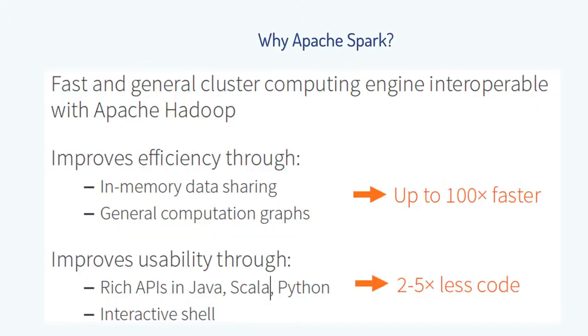Okay, and here we will move on to the next slide. Here there is a comparison of why we are using Apache Spark, and we can see improved efficiency. Compared to the earlier Apache Hadoop technology, memory data sharing and general computation graphs will be 100 times faster. That is, if you give any task, it will give the result 100 times faster when compared to Hadoop technology. It also improves usability through rich APIs in Java, Scala or Python. If we use Java, Scala or Python, we will definitely reduce the lines of code also. So the main difference between Spark and MapReduce is that Spark runs the computation in memory, rather than on the hard disk.